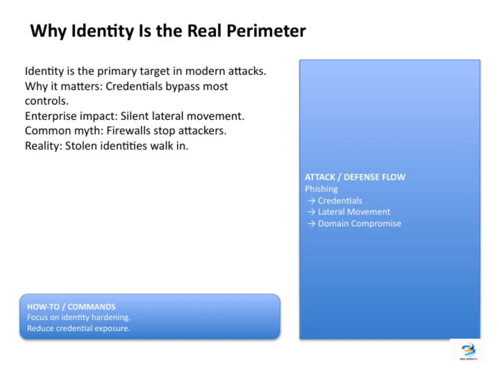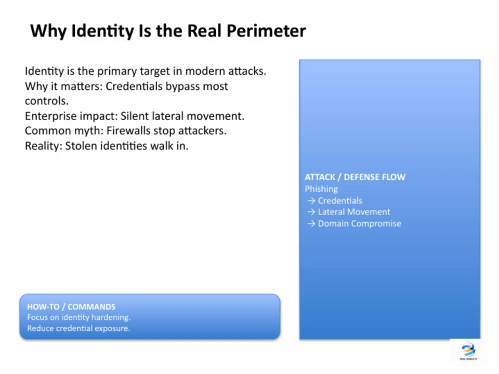Let's take a closer look at the attack and defense flow. The process often starts with phishing, which aims to steal credentials. Once attackers have those credentials, they can move laterally within the network, gaining access to more systems. This can eventually lead to a domain compromise, giving them control over the entire environment. Now, when it comes to defending against this, the key is to focus on identity hardening. That means reducing credential exposure and making it harder for attackers to steal and use those credentials.